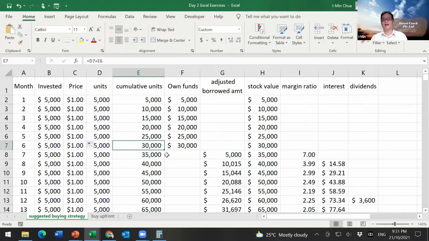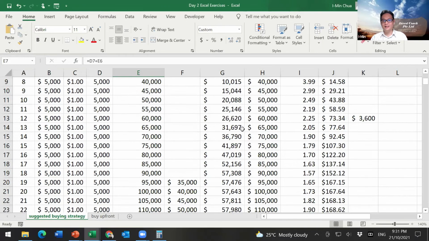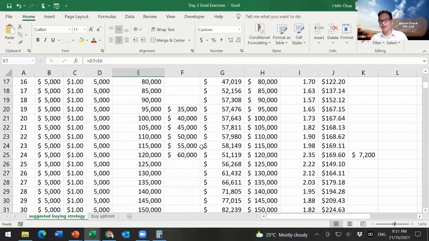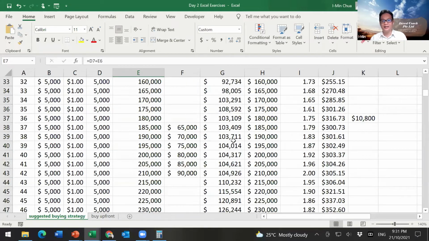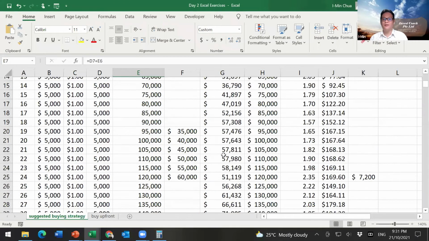After a while, I use borrowed money to buy. And when this ratio becomes too low, I top up money again. Then I buy, and so on and so forth, until I hit whatever number I want, be it a $300,000 portfolio or a $500,000 portfolio. Then I stop investing money.